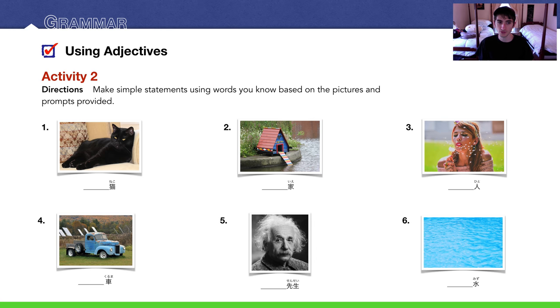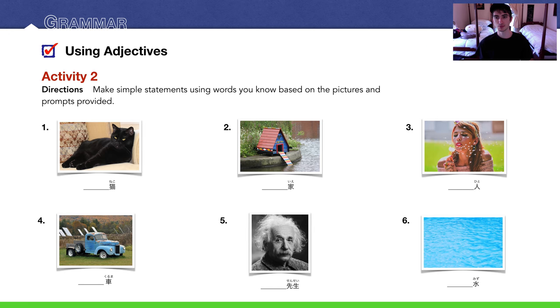Number 1, we have a cat that is black. This is a black cat. So in Japanese, we would use the word for black, which is kuroi, and just put it next to neko, which is cat. Kuroi neko, black cat, is number 1. Number 2. This is a seemingly small house of sorts. So let's use the word for small, which is 小さい, and put it next to 家, which is house. 小さい家.